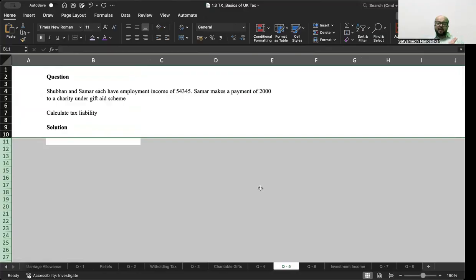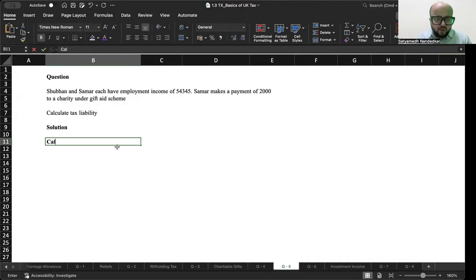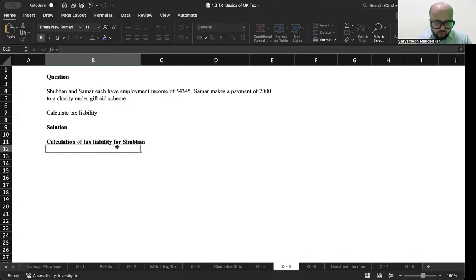Shubhan and Summer each have employment income of 54,345. Summer makes a payment of 2,000 to a charity under the gift aid scheme. So calculate the tax liability. Now I'm going to make it a little short for you so that you don't have to do the entire calculation every time. Let's calculate the tax liability for Shubhan.